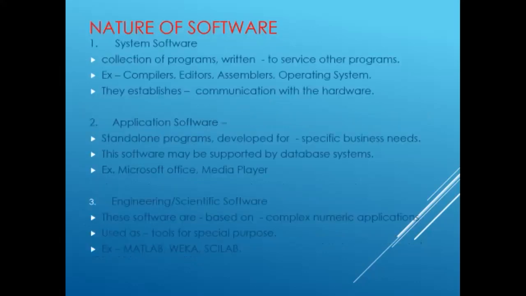The nature of software. First, system software. System software is a collection of programs written to service other programs. For example, compilers, editors, assemblers, operating system. They establish communication with the hardware.